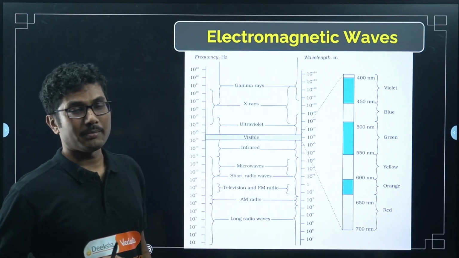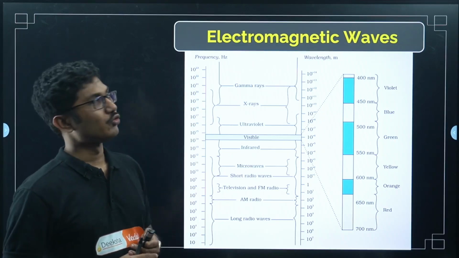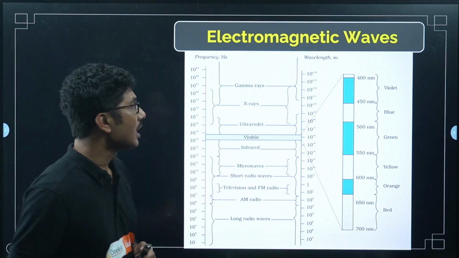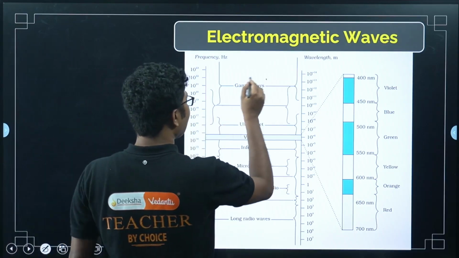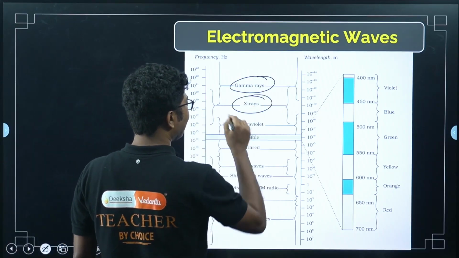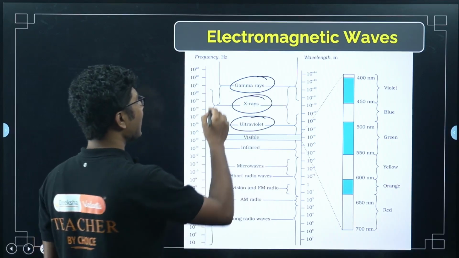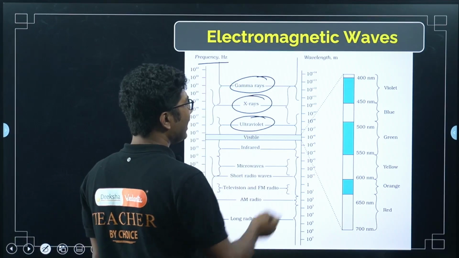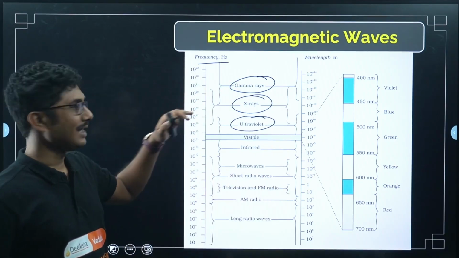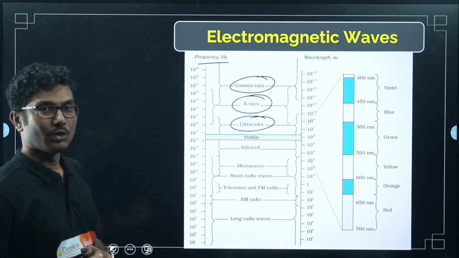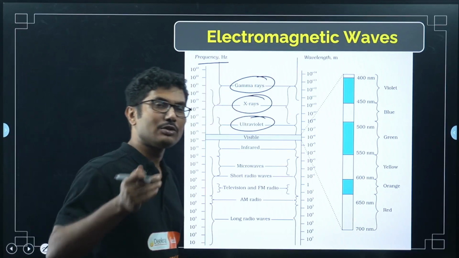In this chart you have to remember which one has higher frequency and which one has higher wavelength. These are the things that people often confuse. You should remember gamma rays, X-rays, ultraviolet rays: they have very high frequency and very low wavelength. So high frequency means low wavelength.